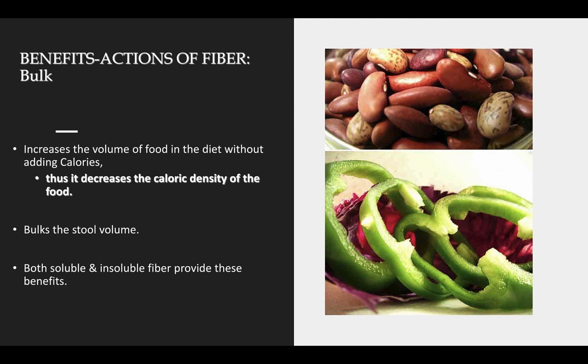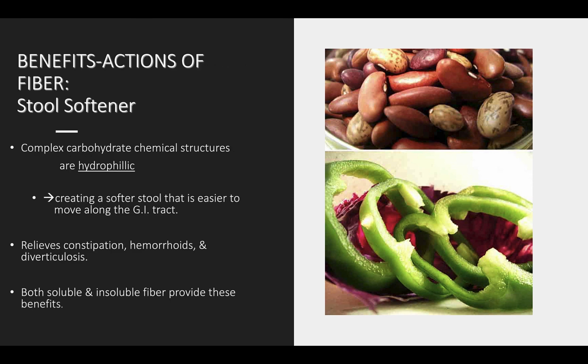Now we'll look at some of the benefits, the actions of fiber. And remember, we are talking about soluble and insoluble fiber right now. We're not looking at the other categories of fiber because that will be down the road. Some of the benefits: fiber provides bulk, which means that it increases the volume of food in the diet without adding calories. In other words, it decreases the caloric density of a food. It also bulks the stool volume, which makes it less likely to cause constipation. Both soluble and insoluble fiber provide these benefits.